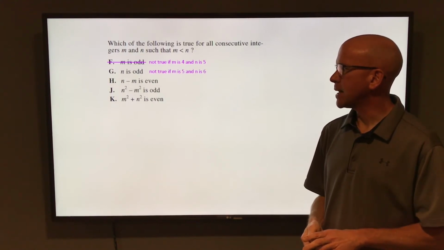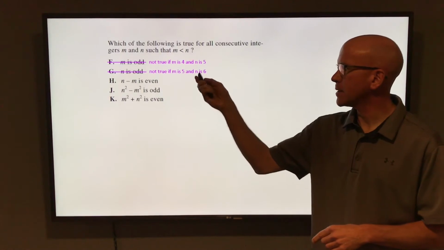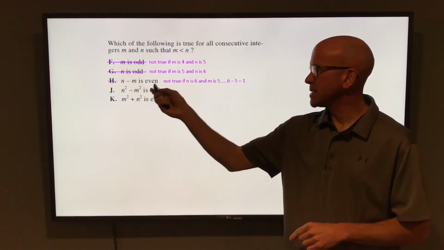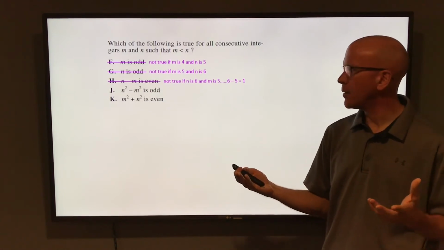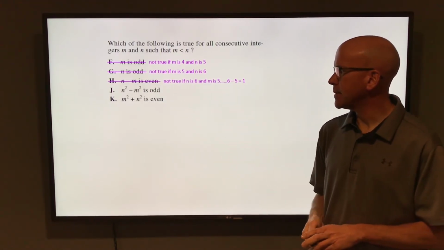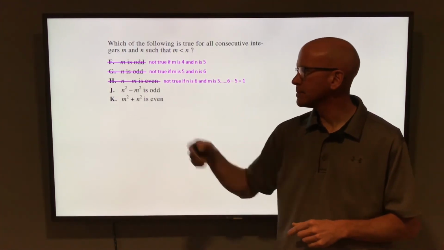Letter G, n is odd. It's not true if m is 5 and n is 6, because right there, n is an even number. N minus m is even, so try to think of an example that proves that wrong. If n is 6 and m is 5, n minus m, or 6 minus 5, would be 1. That's an odd number, not even, so throw that one out.